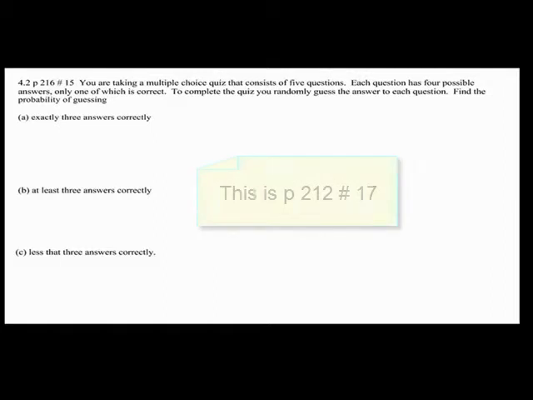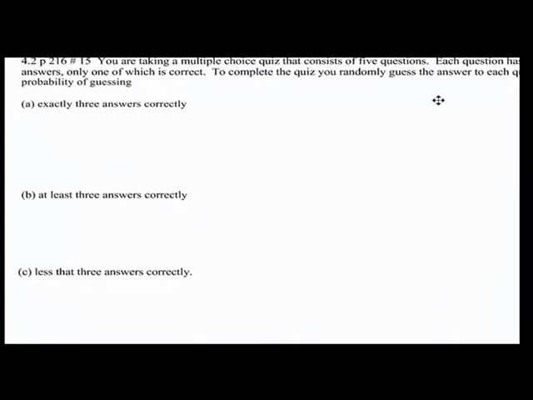4.2, page 216, number 15. You're taking a multiple choice quiz that consists of 5 questions. Each question has 4 possible answers, only one of which is correct. To complete the quiz, you randomly select the answers to each question. Find the probability of guessing: Part A, exactly 3 answers correctly; Part B, at least 3 answers correctly; and Part C, less than 3 answers correctly.